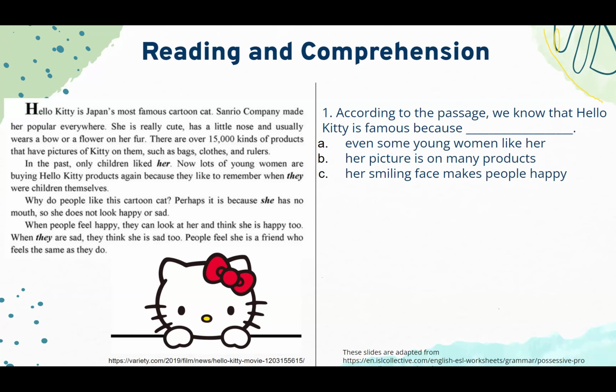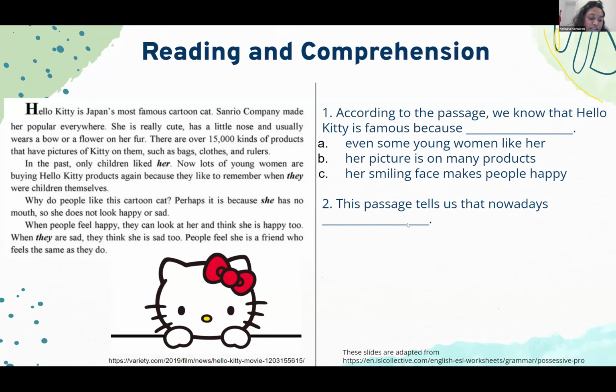Sanrio company made her popular everywhere. She is really cute, has a little nose, and usually wears a bow on her fur. There are over 15,000 kinds of products that have pictures of Kitty on them. So what do you think the answer is? B. Yes, very good. It's B, because they say here there are over 15,000 kinds of products that have pictures of Kitty on them. So that is why she's famous, because her pictures are on so many products. That's how the Sanrio company made her popular everywhere.